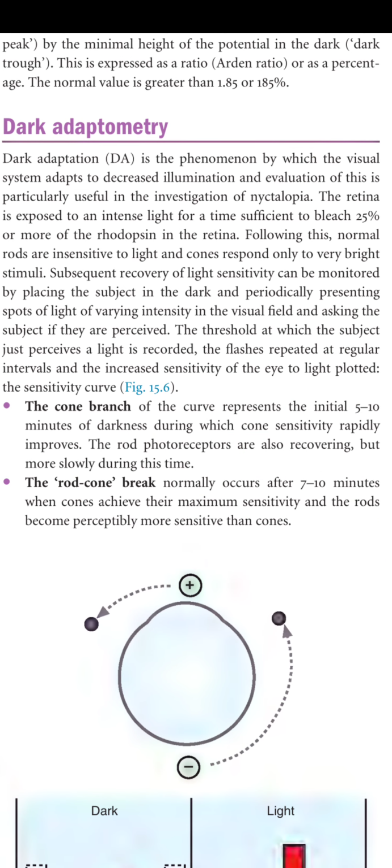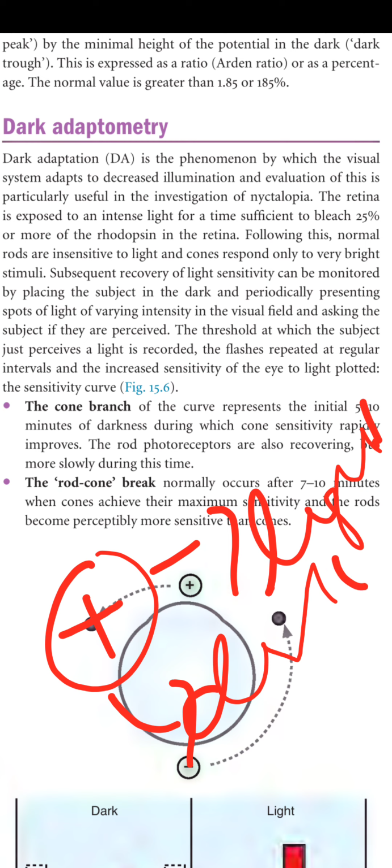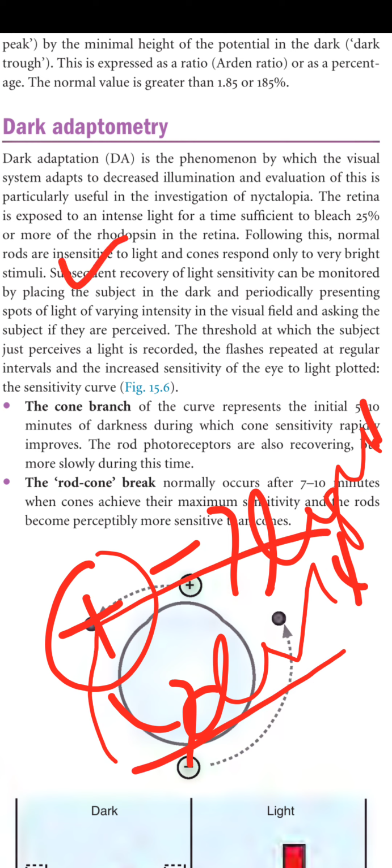Subsequent recovery of light sensitivity can be monitored by placing the subject in the dark and periodically presenting a spot of light of varying intensity in the visual field, and asking the subject if they perceive it. So after stimulating the retina with the intense light, we take the patient to the dark and project spots of light in different visual fields and ask the patient if they can perceive them or not. The threshold at which the subject just perceives the light is recorded. The flashes are repeated at regular intervals, and the increasing sensitivity of the eye to light is plotted as the sensitivity curve.